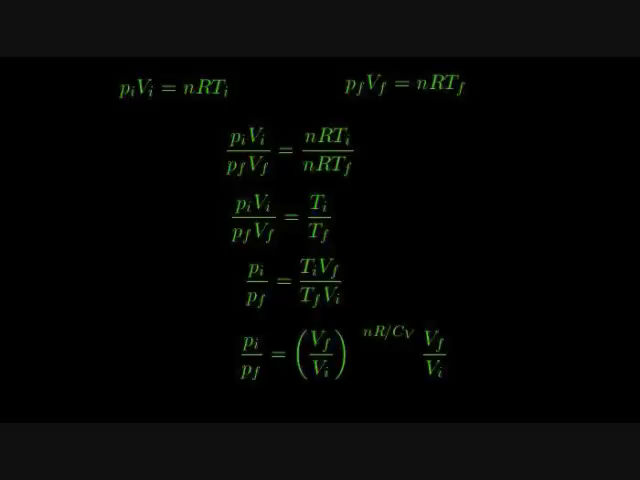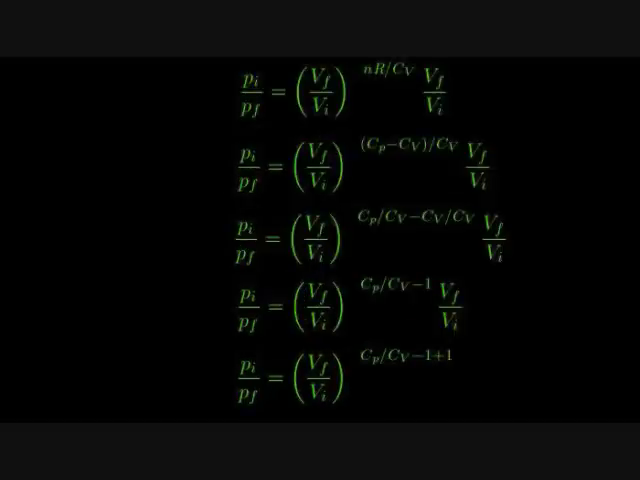Now, use the fact that we previously derived that T_I over T_F is (V_F over V_I) to the nR over C_V, times V_F over V_I. Now use the fact that nR equals C_P minus C_V. Distribute the 1 over C_V in the exponent. So C_V over C_V is 1.